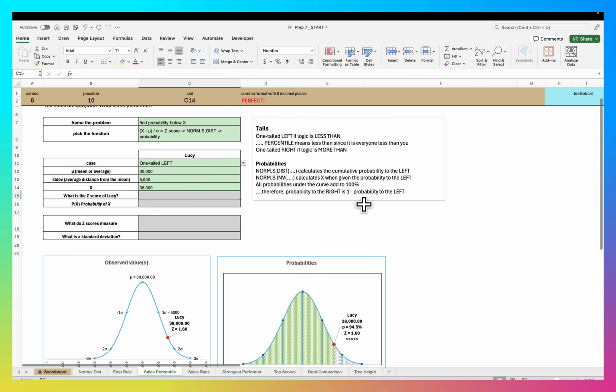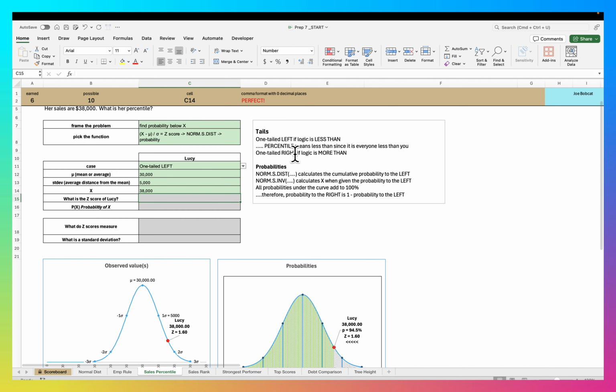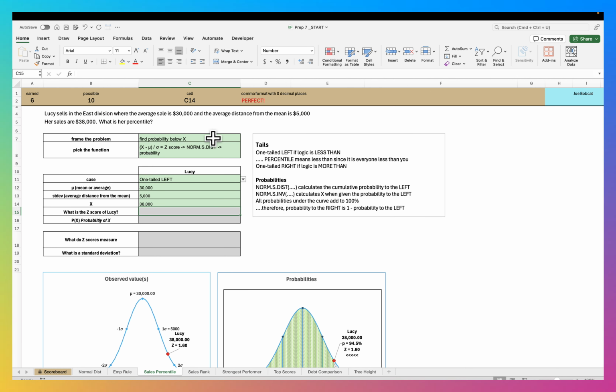So now let's look at some of the terminology here. So tails. One-tailed left is what we use if the logic is less than. And percentile means less since it is everyone less than you. Kind of like when you took those standardized tests in elementary school and they send it back to your home and they say you're in the 95th percentile or whatever it was. All right, one-tailed right is what you would select here if the logic says more than. So this said less than, or it said what's her percentile, which effectively means less than, everyone less than her.